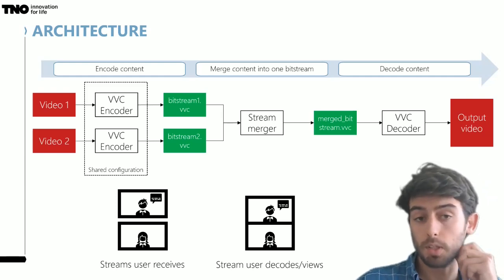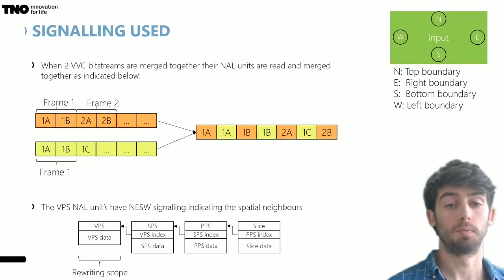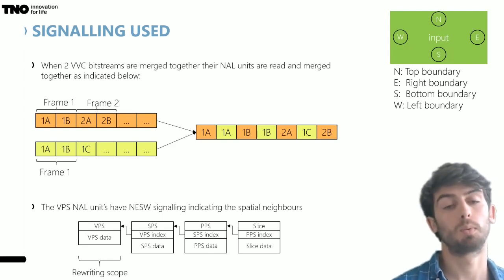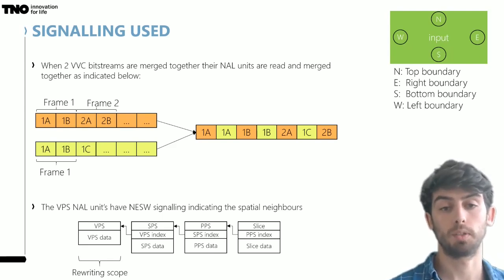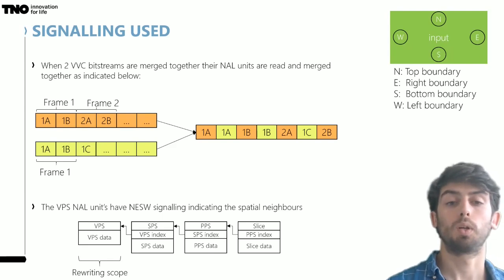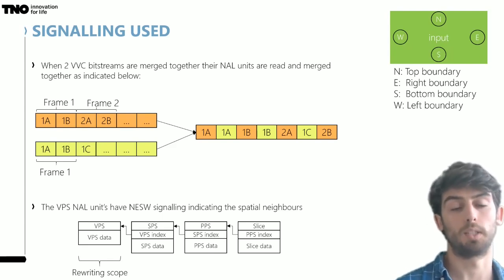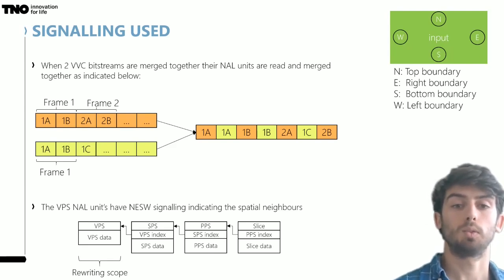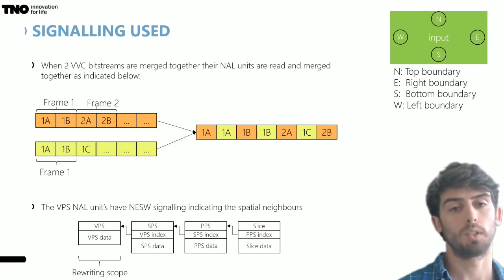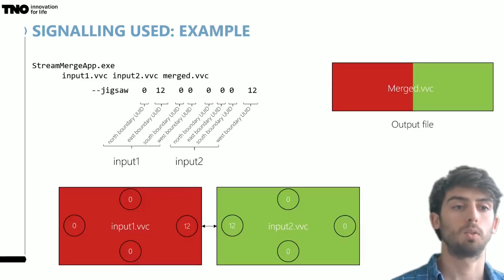It's important to note that this stream merging can happen both at the client or somewhere in the network. Let's talk about the signaling used. The first thing to note is that when we merge bitstreams, what we're actually doing is taking NAL units one by one from each of the streams and merging them into an interleaved bitstream. When we do this, we also add signaling to the VPS, and that signaling, as you can see right above me, is north, east, south, and west identifier, or the top, the right, the bottom, and the left. What this does is it allows us to know how the layers are spatially correlated, and I'll explain that in a bit. What you can already see is that the rewriting scope is much smaller than before, and it's only the VPS.